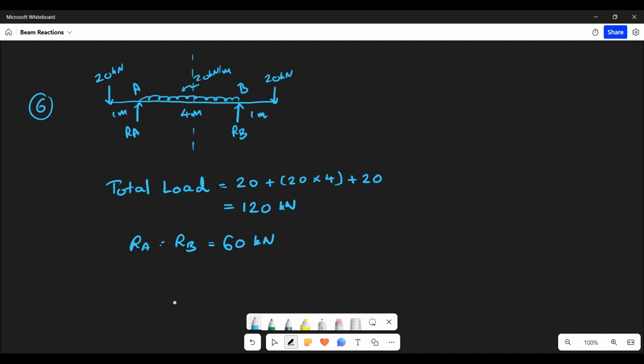So this is it for beam reactions. Give your constructive feedback and practice at home at least 10 examples you need to calculate yourself to be thorough with this concept. We will be discussing other topic in the next video. So thank you for listening.